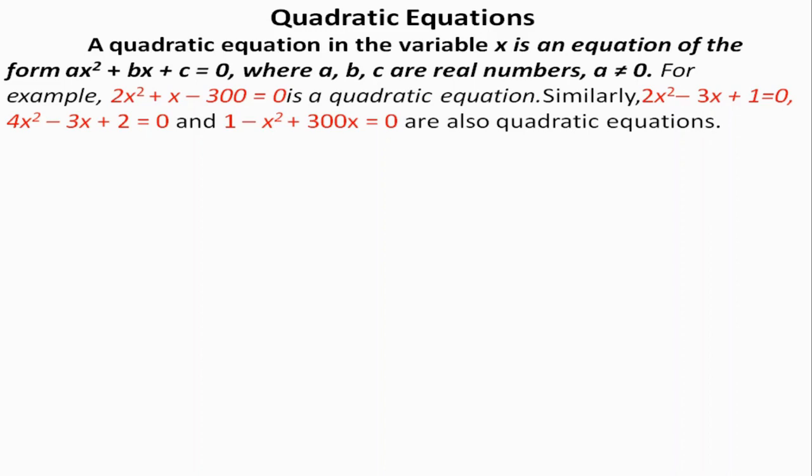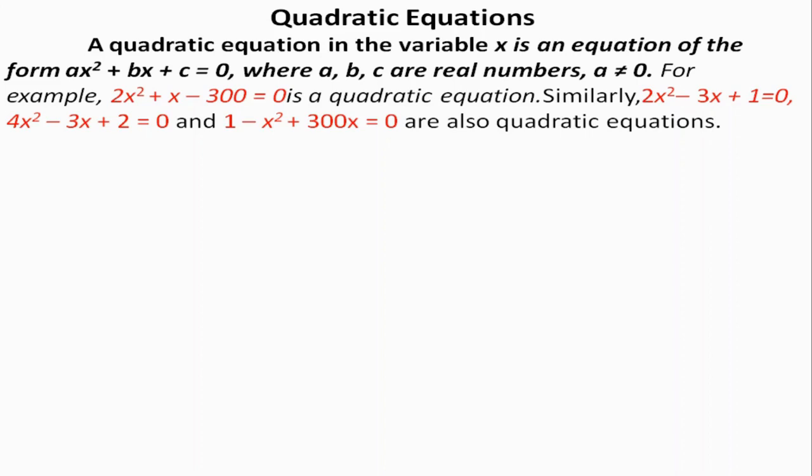At that time, we find two values of x, or either one value of x, or no value of x. These are the zeros or roots of that particular polynomial. That's why the name given is zeros or roots.